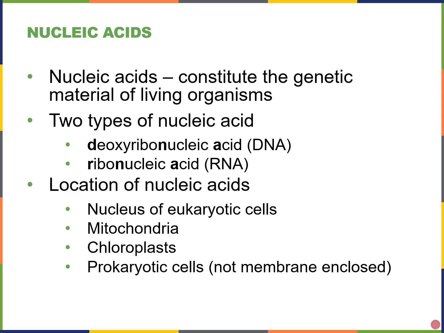This is because they make up the genetic material of all living organisms, and we've got two types: deoxyribonucleic acid, or DNA, and ribonucleic acid, which is RNA. These are found in the nucleus of eukaryotic cells. We find them in mitochondria and chloroplasts of eukaryotic cells as well. Prokaryotic cells do not have a nucleus, so we will just see them in the cytoplasm, in the middle of the cell somewhere.